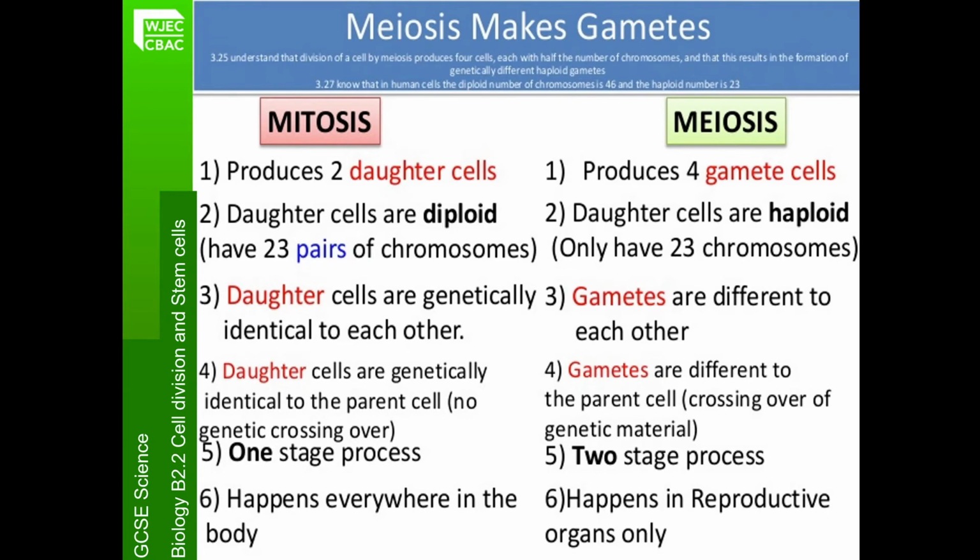Daughter cells in mitosis are genetically identical to the parent cell because there is no genetic crossing over. The gametes are different to the parent cell. They have a different amount of DNA. They have half the amount of DNA, and they also have different types of the DNA. Mitosis is considered a one-stage process, whereas meiosis is 2 stages, 2 lots of divisions. Mitosis can happen everywhere in the body, whereas meiosis can only happen in the reproductive organs. The sperm are created in the testes, the eggs in the ovaries, the pollen in the anthers, and the ovules in the ovaries.